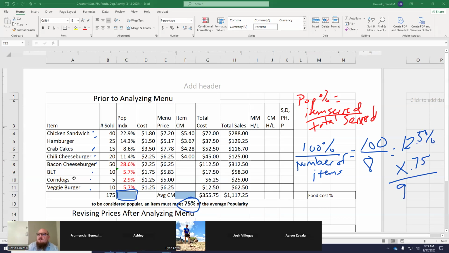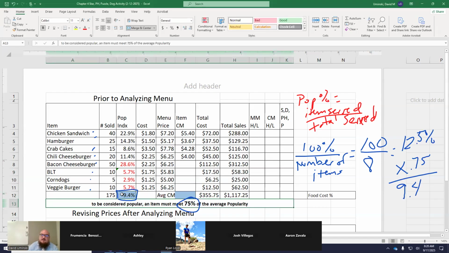9.3, 3.7. Okay, so we're going to make it 9.4. So that's what I'm going to put right here. This is my benchmark, 9.4%. That is my benchmark. That's why it's highlighted in blue. Okay, that's my benchmark.